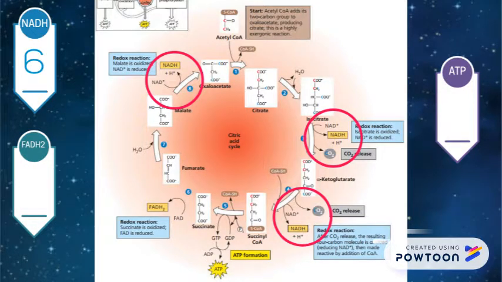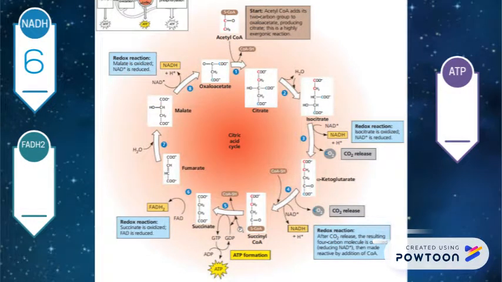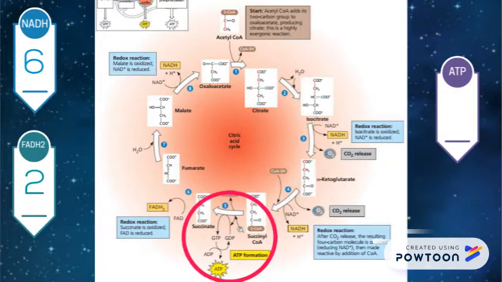In step 6, electrons are transferred to FAD, which accepts 2 electrons and 2 protons to become FADH2, and the net production is 2 FADH2. Step 5 produces GTP, or guanosine triphosphate, which is very similar to ATP. Step 5 forms an ATP molecule directly by phosphorylation.